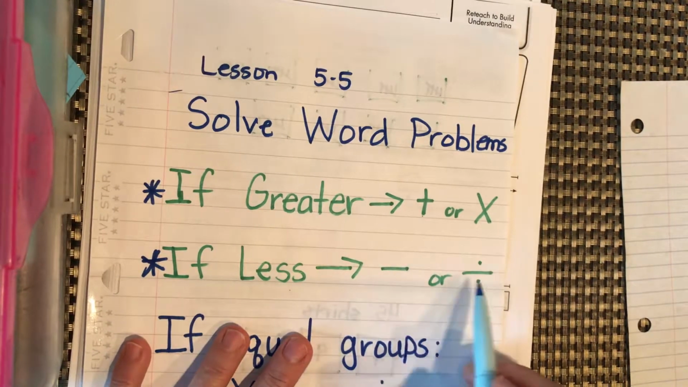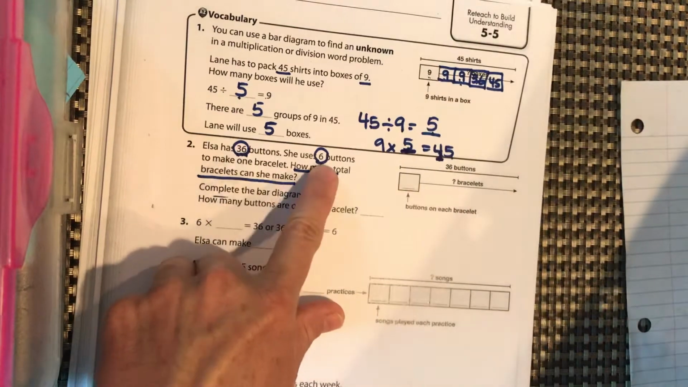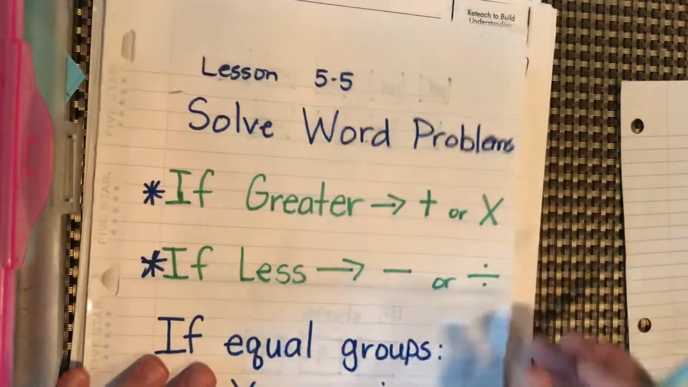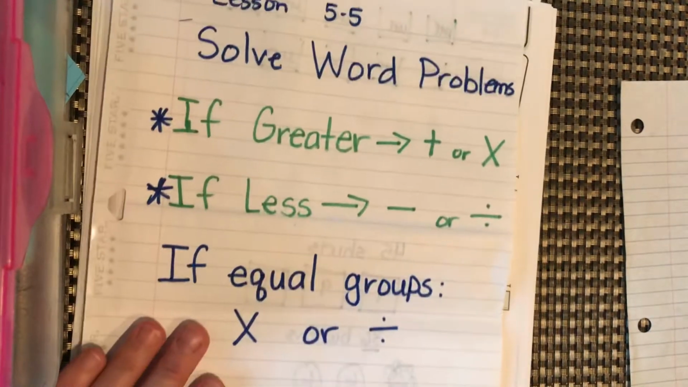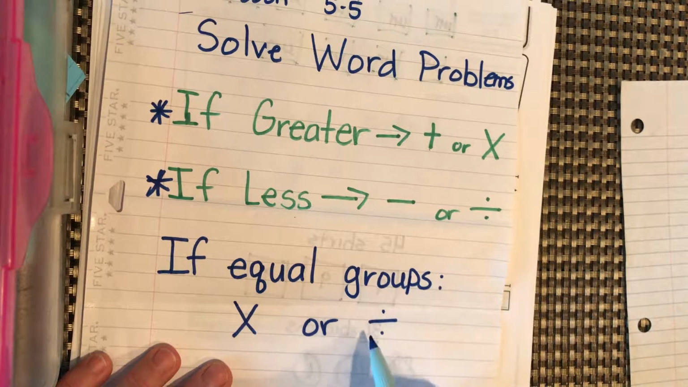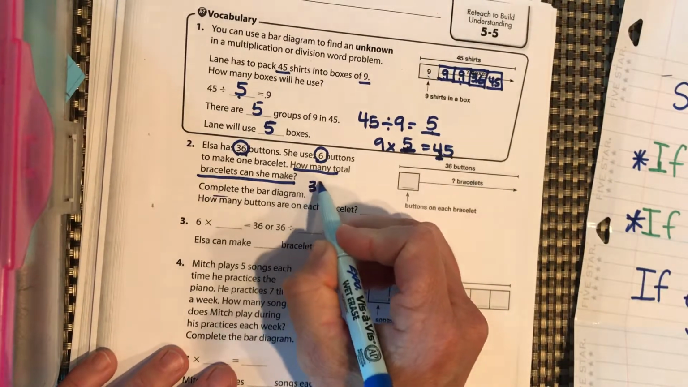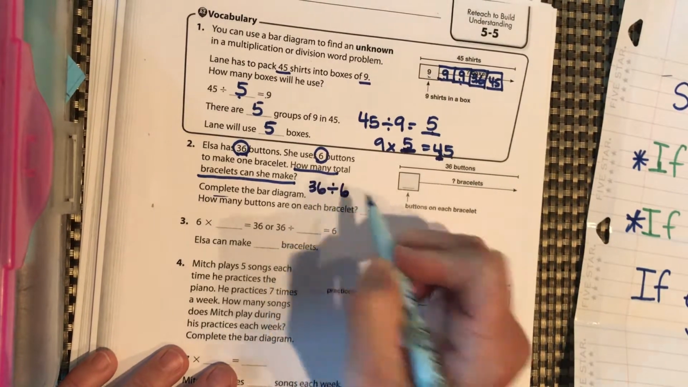So we're either going to subtract or divide. We can either do 36 minus 6 or 36 divided by 6. So the next question is, do we have equal groups? There's exactly 6 buttons used on each bracelet, so that is equal groups. So we will divide. We want to do 36 divided by 6.